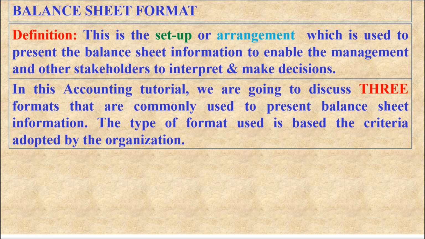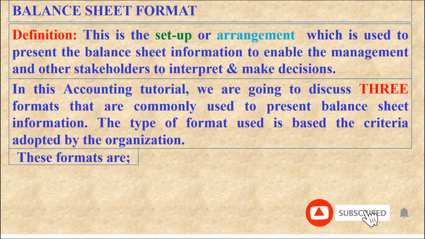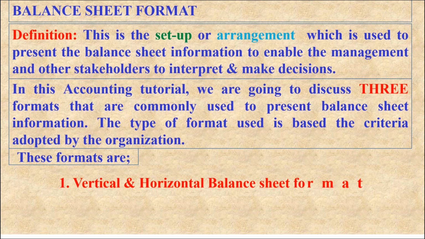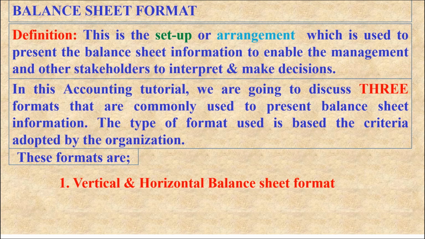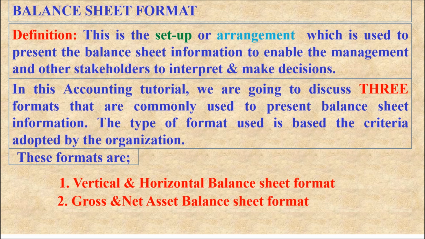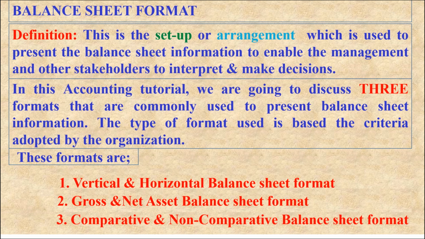As we know that there are several types of organizations in different industries, and each one of them may prefer this kind of a format while others may prefer otherwise. Now, before we move on, I have already listed down those formats, and they are 6 in number, but I've grouped them into number 1, vertical and horizontal balance sheet format, 2, gross and net asset balance sheet format, and 3, we have got comparative and non-comparative balance sheet format.